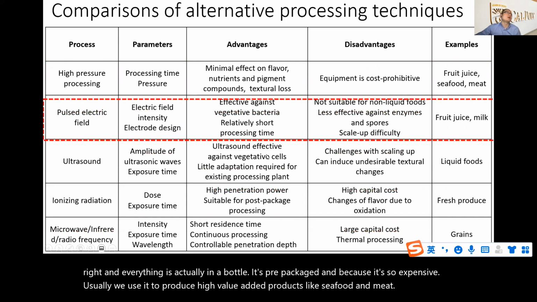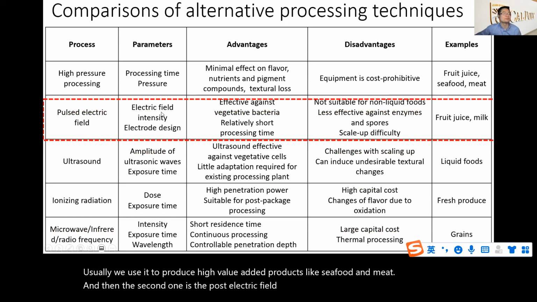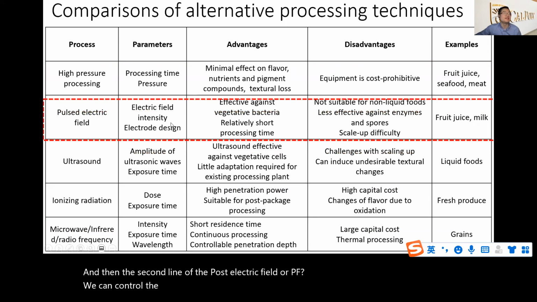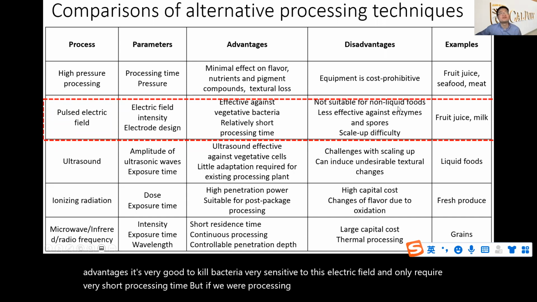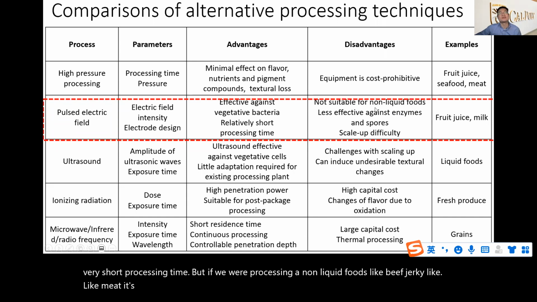And then the second one is the pulsed electric field, or PEF. We can control the electric field intensity and the electrode design, like the shape. So for advantages, it's very good at killing bacteria, which are very sensitive to this electric field, and it only requires very short processing time. But if we are processing non-liquid foods like beef jerky, like meat, it's very difficult, right? We need some good conductor, and it's not effective against enzymes, right?